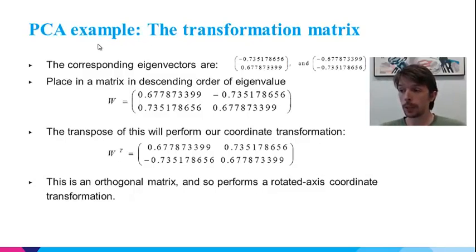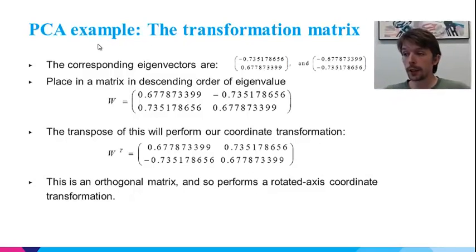Though it's important to note that we place the eigenvectors in a particular order. We place them in the order corresponding to the order of the magnitude of the corresponding eigenvalues. So the eigenvector corresponding to the largest eigenvalue forms the first column, and then the eigenvector corresponding to the next largest eigenvalue forms the second, and so on and so on. Finally, we take the transpose of this matrix, where we just swap the rows and columns, to finally arrive at our transformation matrix W^T.